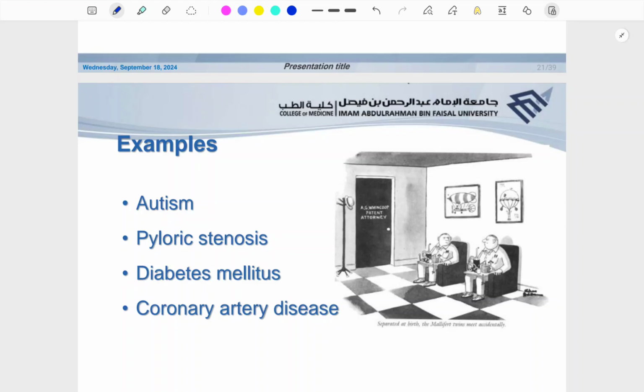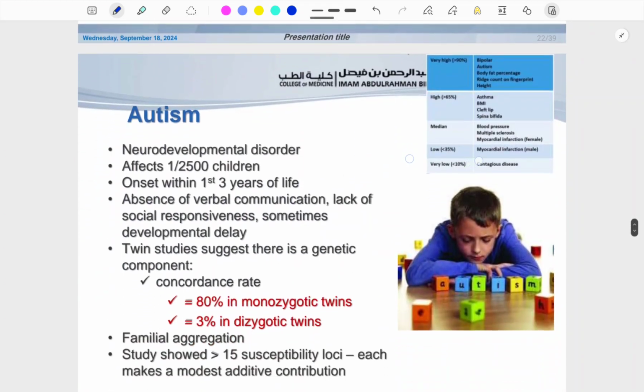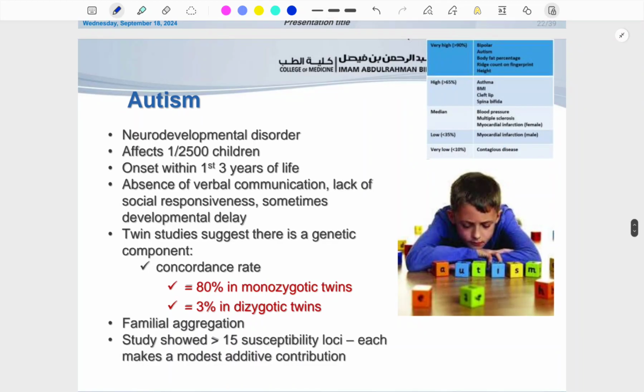Look at autism. It's a neurodevelopmental disorder. You know what autism is? It affects 1 in 2,500 children. Onset is within the first 3 years of life, by the age of 2. Listen to me. Absence of verbal communication, lack of social responsiveness. They're quiet. You can't talk to them. They don't respond. Twin studies suggest there is a genetic component.